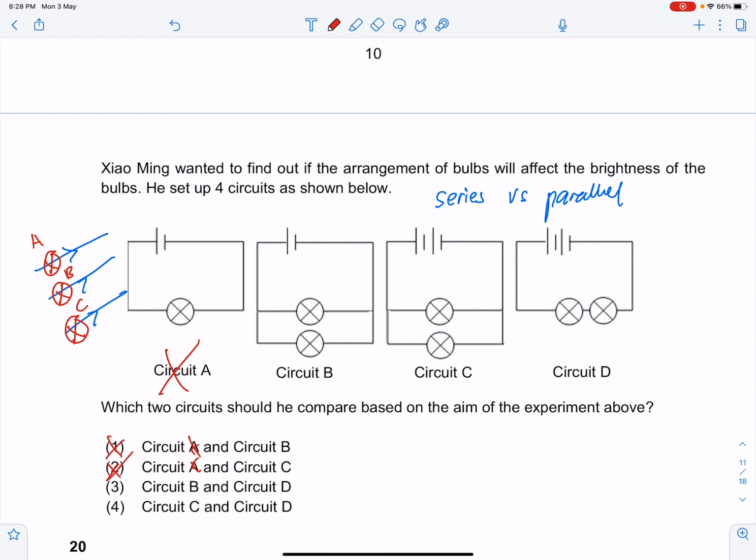Now let's take a look at B, C, and D. Which ones could we use? So remember, it has to be one that is absolutely the same except for the arrangement. So if we look at B and D, this cannot be the case because B has only one battery whereas D has 2. So the answer has to be C and D because C is in parallel arrangement, D is in series arrangement. 2 bulbs, 2 bulbs, 2 batteries, 2 batteries. So there you have it, answer number 4, C and D.